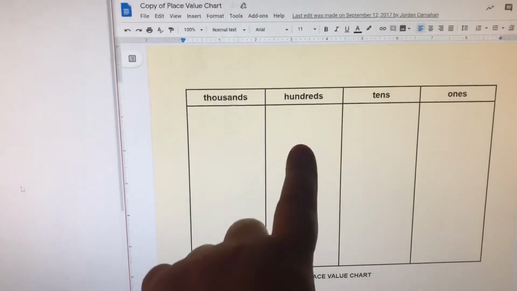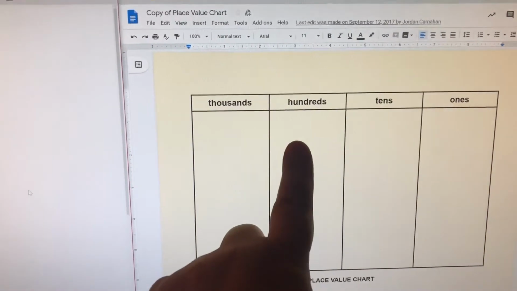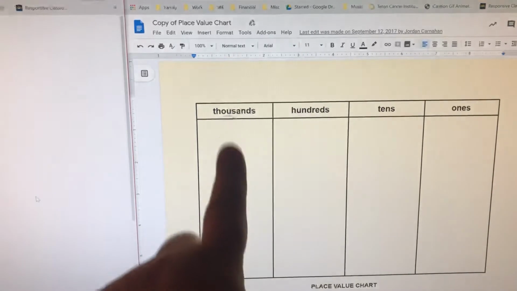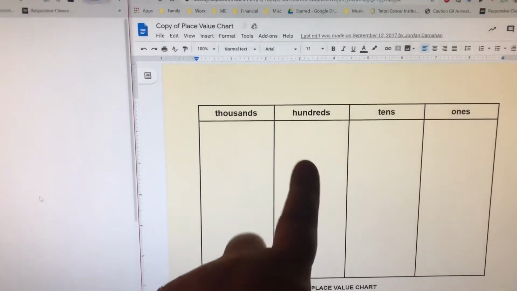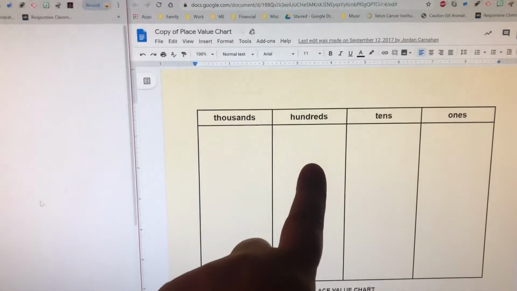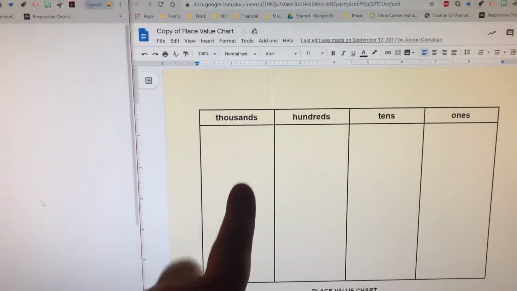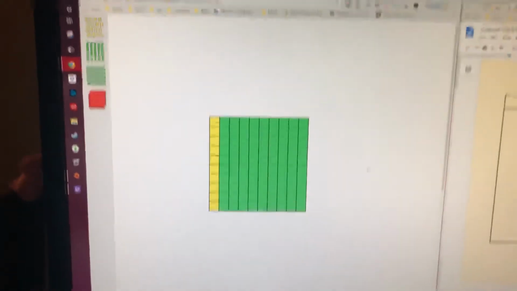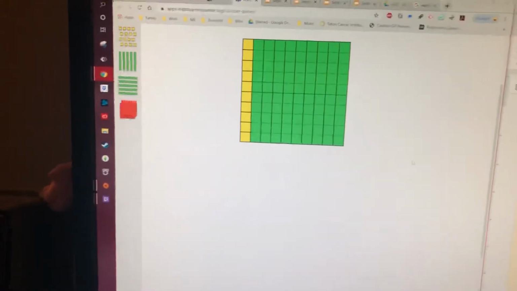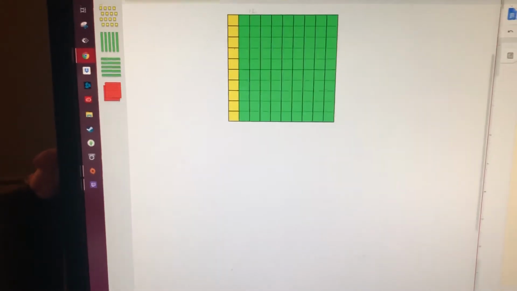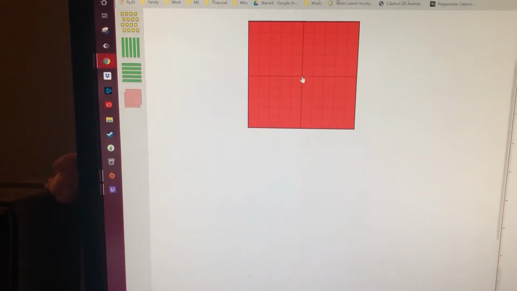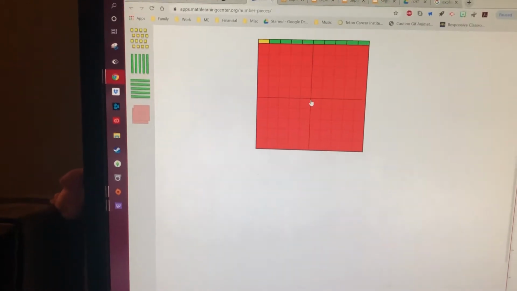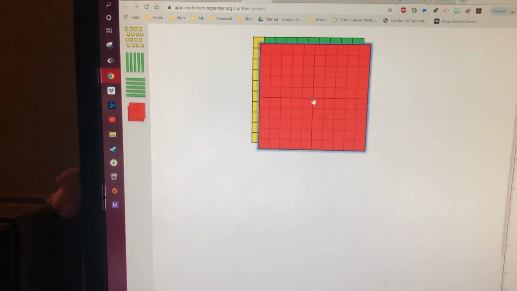What do we need to do to get from 100 to 1,000? Again, we're taking that hundreds block and we're moving it over to 1,000. What do you think we need to do? I believe that we need to put 10, so 1, and then I'm just going to put it over to the side so you can see it.